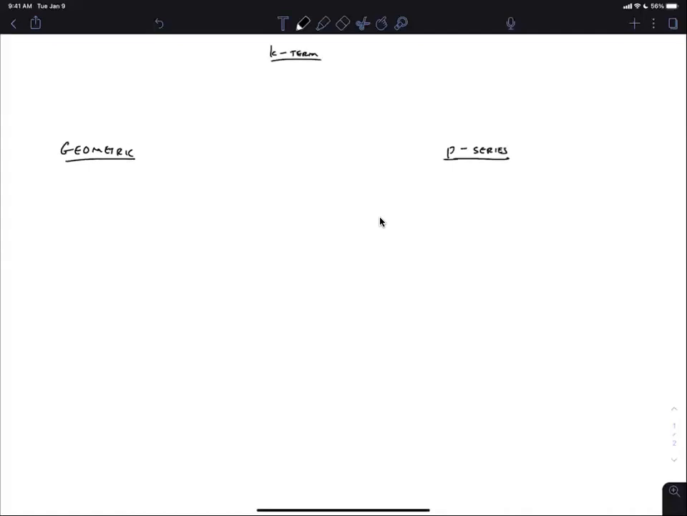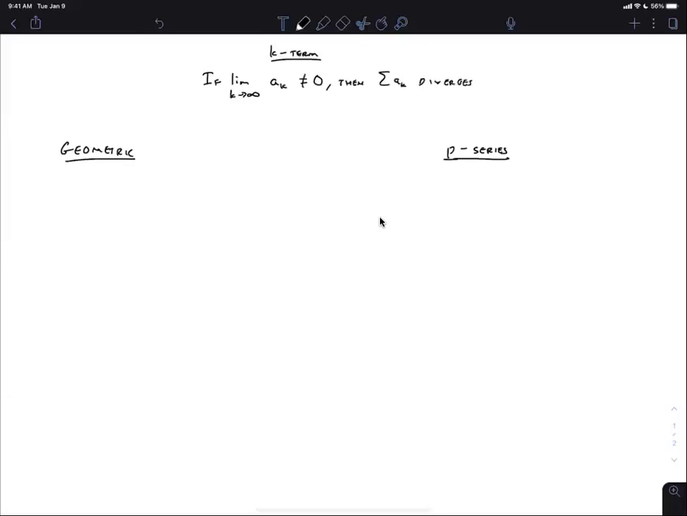Okay, so the K-term test says that if the limit as k approaches infinity of a_k is not 0. So remember that you always have, when you're talking about a series, you have the series, which is sigma notation. You're adding up a bunch of stuff, but you also have the sequence, and the sequence is the thing you're adding. Okay, and so if the thing you're adding does not approach 0, then the corresponding infinite series, sum of a_k, diverges.